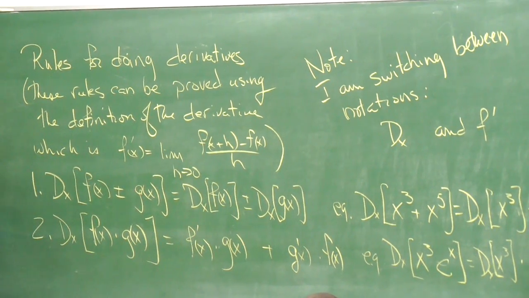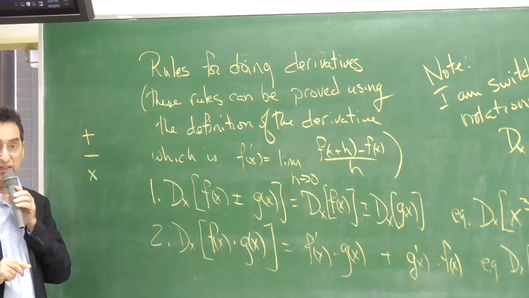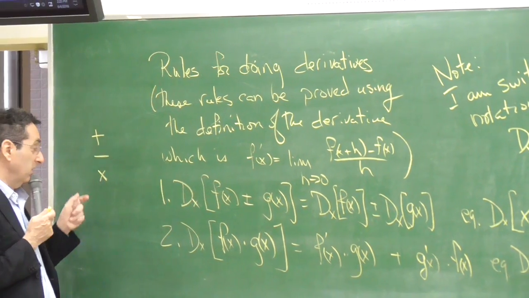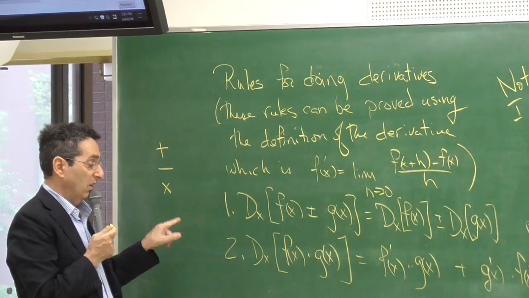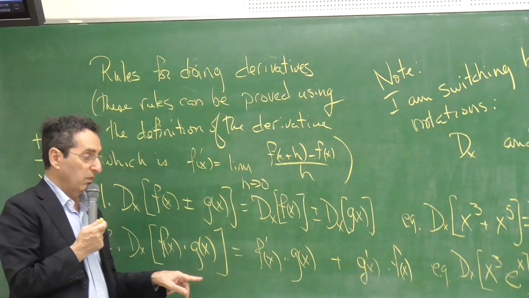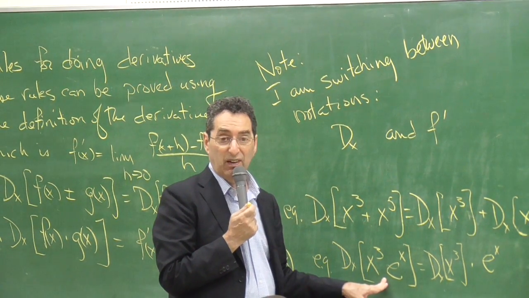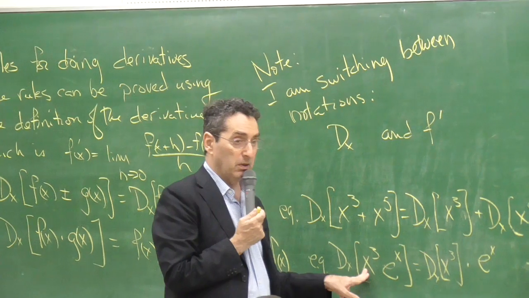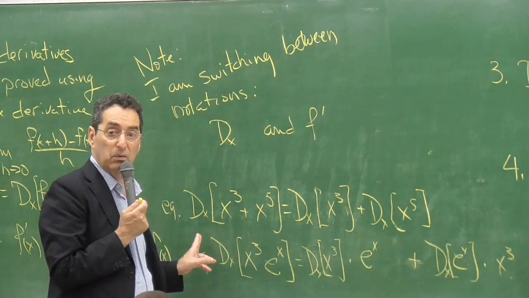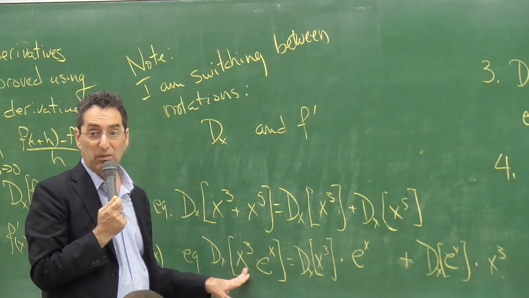We did plus, we did minus, so it stands to reason that we might look for a rule for multiplication of functions. We did addition of two functions, we did subtraction of two functions. How about multiplication? So the derivative of the product of two functions. For example, suppose you wanted to do this one, the product of x cubed and e to the x. This rule will give us a way to do this kind of problem.